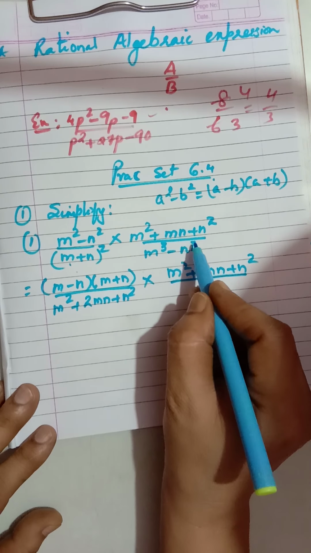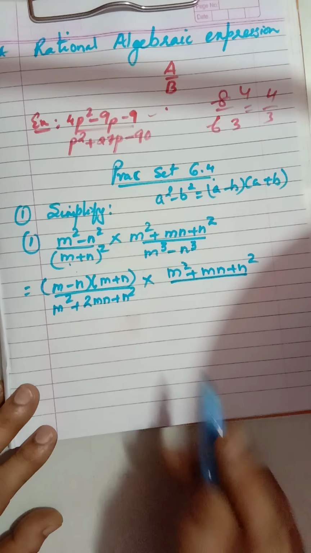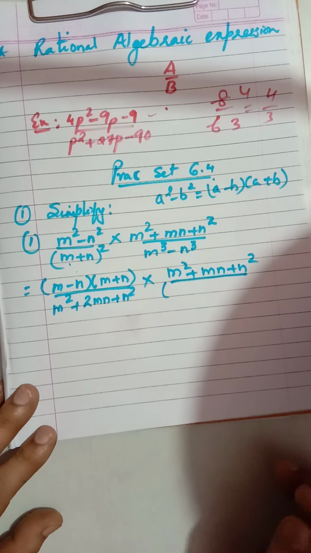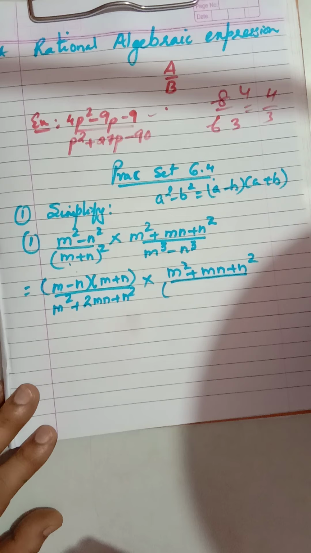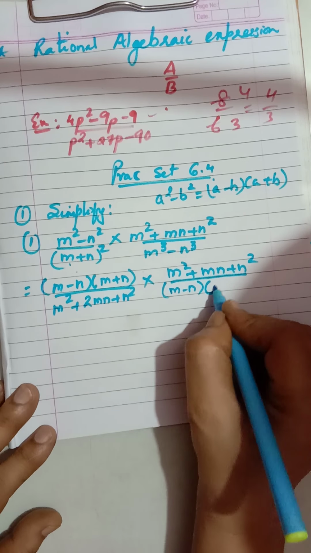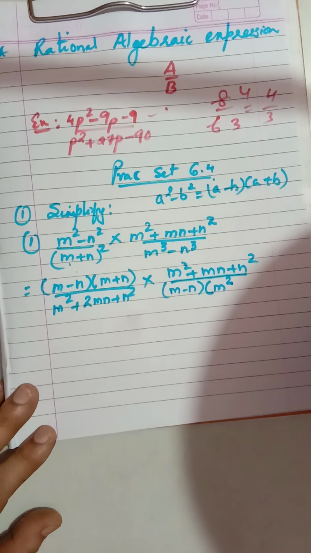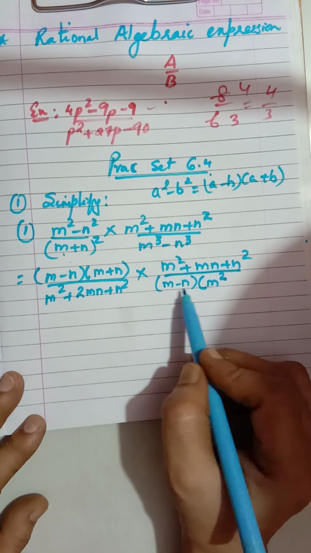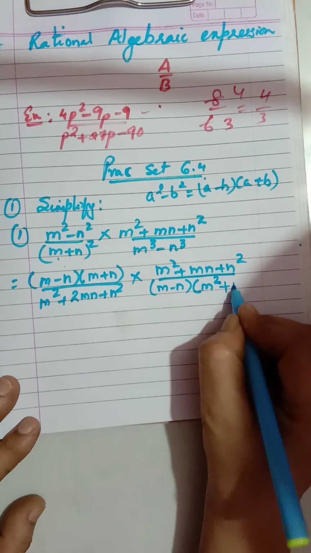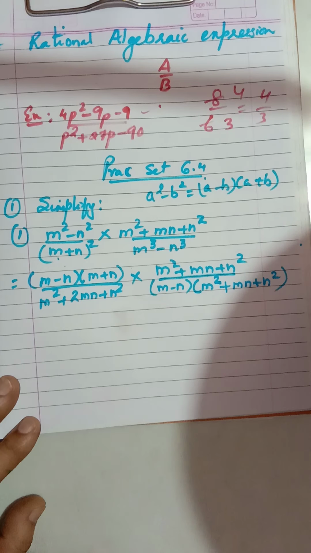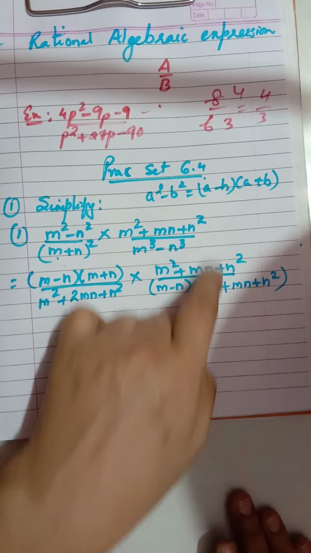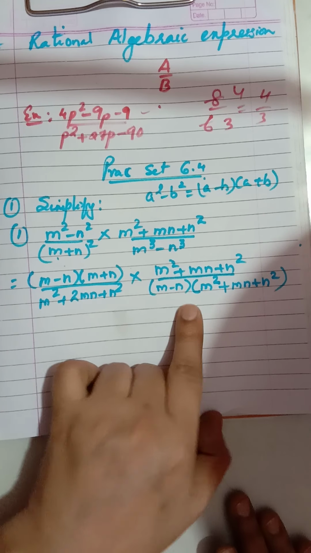Now m cube minus n cube, children. It is a cube minus b cube. What is the formula? The first bracket is a minus b, so the first bracket will be m minus n. The second bracket is m square plus mn plus n square. This is the expansion of m cube minus n cube. You can expand it in the rough column and then substitute, children. Both ways are fine.